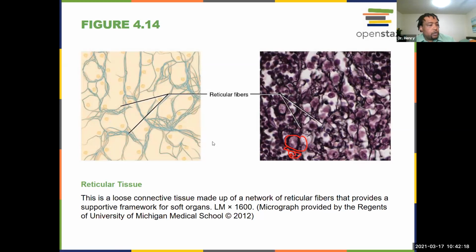Reticular tissue is also going to be loosely connective, but what's holding it together is those reticular fibers. The fibers act as support, and this is often found in some of your soft organs. It keeps things tethered together a little more than adipose tissue, but it's still loosely connected because the only thing holding it together is those fibers.